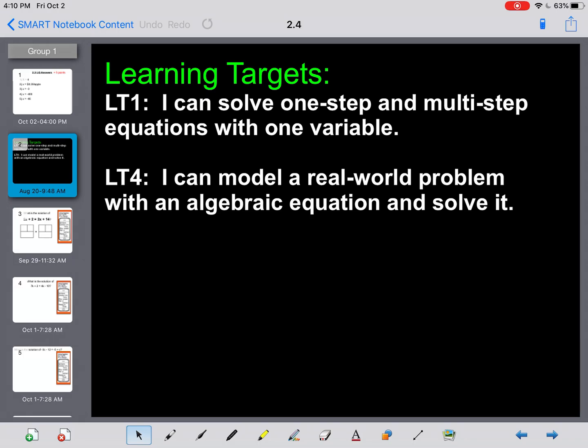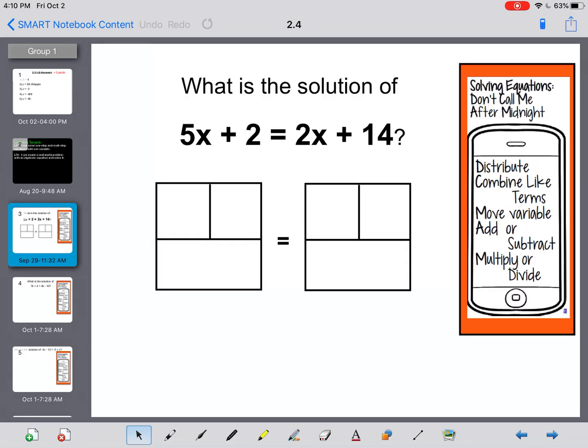Chapter 2, Section 4 is about solving equations that have variables on both sides. This is a 2-day lesson, but by the end you should be able to solve one-step and multi-step equations with one variable, as well as model real-world problems with algebraic equations and solve them.